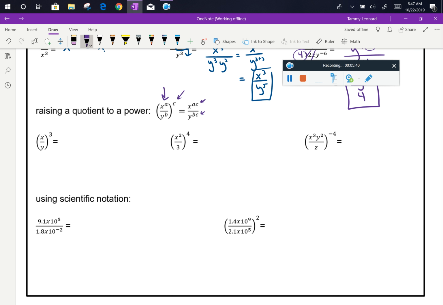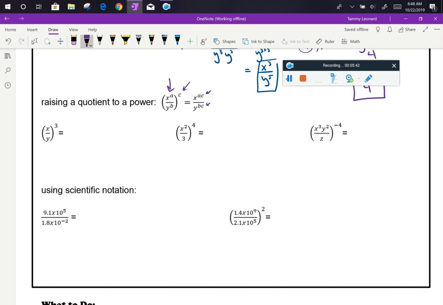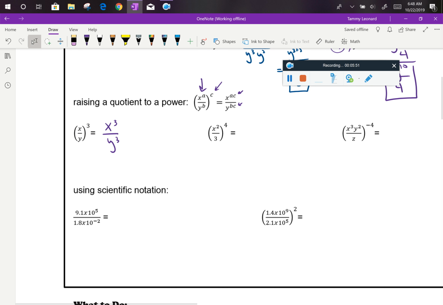So when we look at the first example, we see x divided by y to the third power. Using the property, we can say that this is x cubed divided by y cubed. It makes sense if we think about it. x divided by y times itself 3 times is what it means to cube it. And notice x times x times x gives you that x cubed for the numerator, and y times y times y gives you the y cubed for the denominator. So the property is just a shorter way of doing what we could do by writing it out.